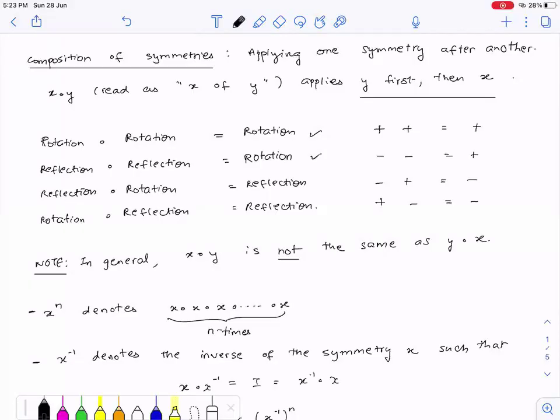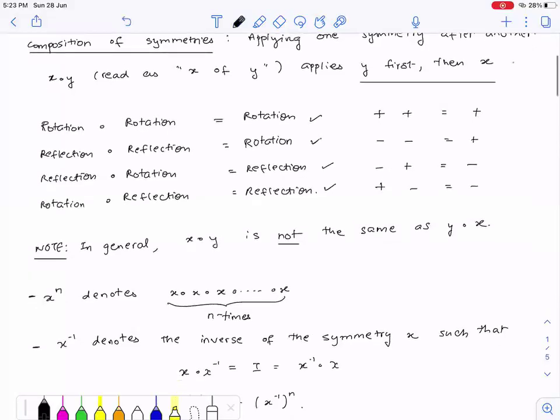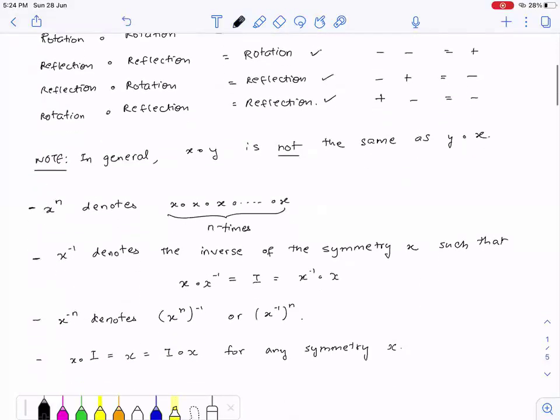On the other hand, if you compose two different types of symmetries, like a reflection and a rotation, then you get a reflection. Note that in general, the order of composition matters. So in general, X of Y is not the same as Y of X. It does matter what transformation you apply first, whether you apply Y first or X first. In general, it makes a difference.